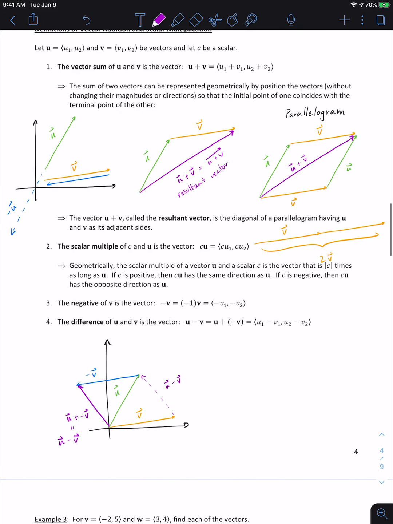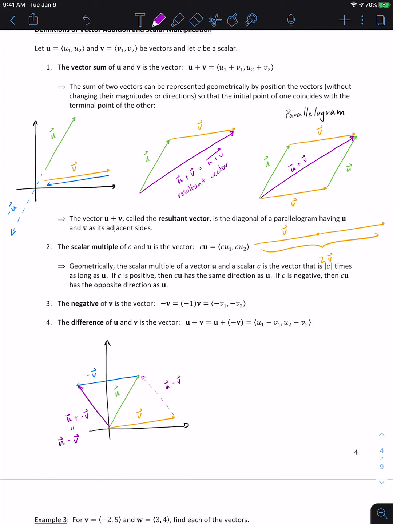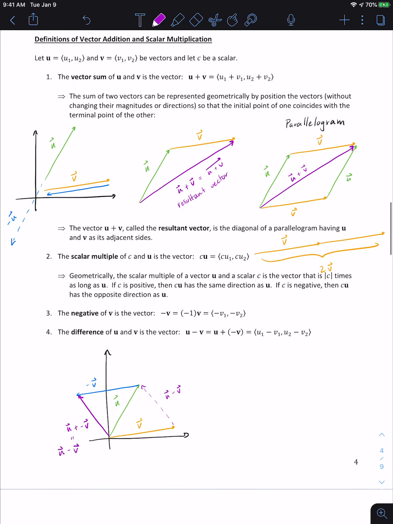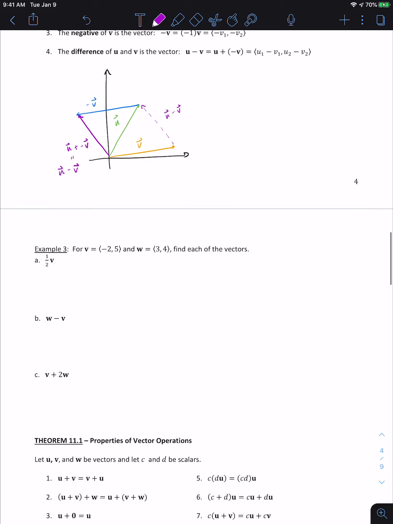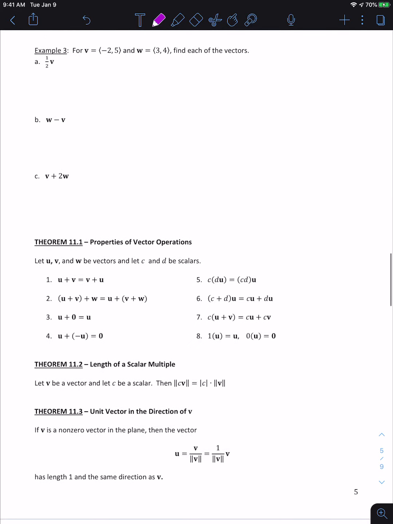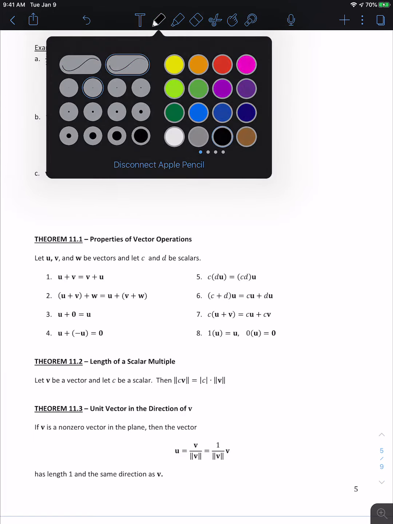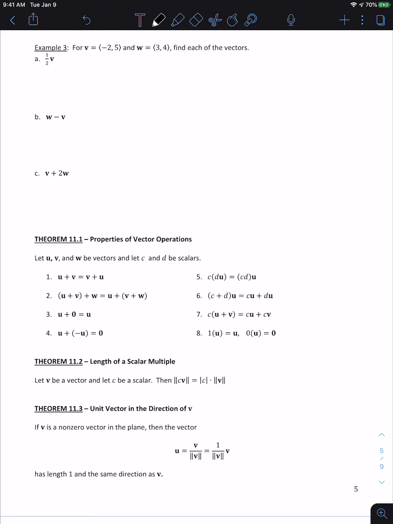Okay, so that is all of the pictures of addition and scalar multiplication. Obviously, the pictures are kind of harder than the vector addition, subtraction, and scalar multiplication, because you just do those component-wise, right? So it's really not too bad. All right, so let's look at this one. It says for v equals negative 2, 5, and w equals 3, 4, find each of the vectors.